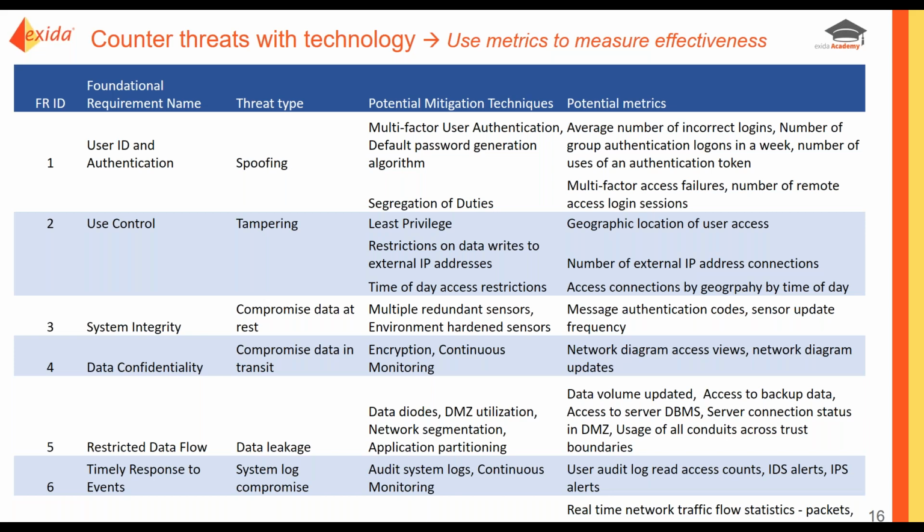So the foundational requirements, back to the standards there, the 1 through 7 that were mentioned earlier, the names, user ID authentication, user control, system integrity, and so forth. Usually looking at things then from a threat type. What can happen if I manipulate a user ID? I don't know, for instance, that a remote user is properly authenticated.